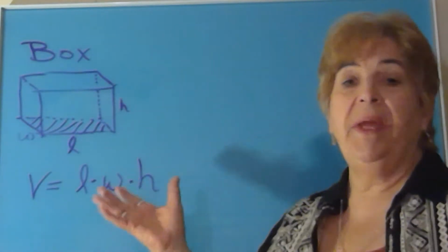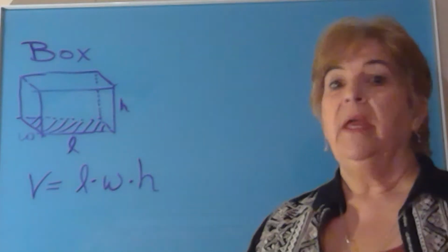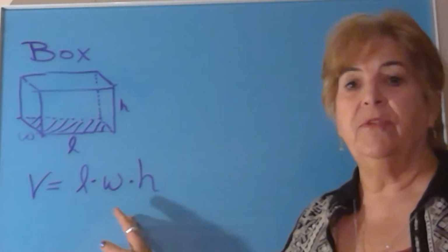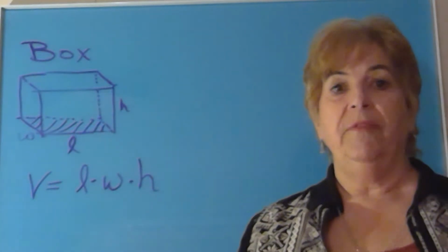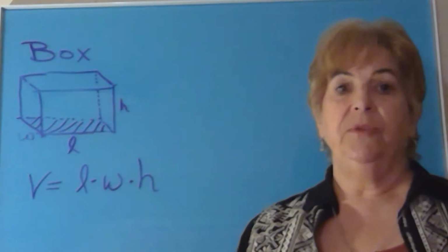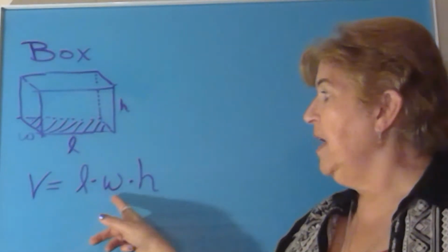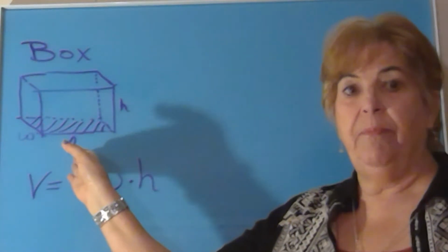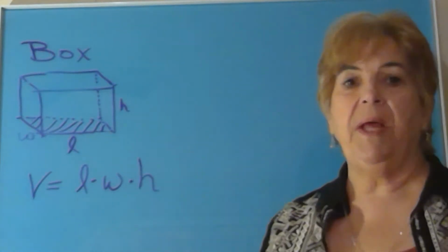Now, for many of the figures that we're going to work with, that's all you're going to do. It's the same formula, but the letters are going to look different because it depends on what the bottom of your container is as to how you find the area of that. So the length times width is simply the area of the base or the bottom of the container, and then you multiply that by the height.